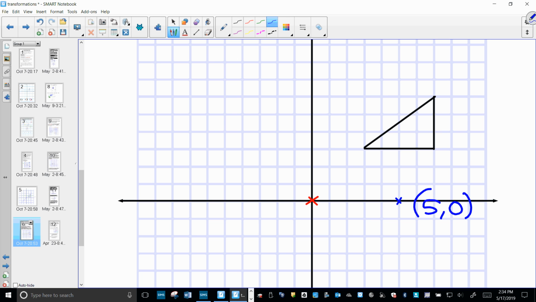Right, remember the first value tells you your horizontal movement from here, okay? So the 5 told us we went 5 across, and the 0 was we didn't go up and down at all, okay? This is the coordinate 5, 0. Because that's how we plot coordinates. 5 goes on the x-axis and 0 on the y-axis. It's how we plot any coordinate.